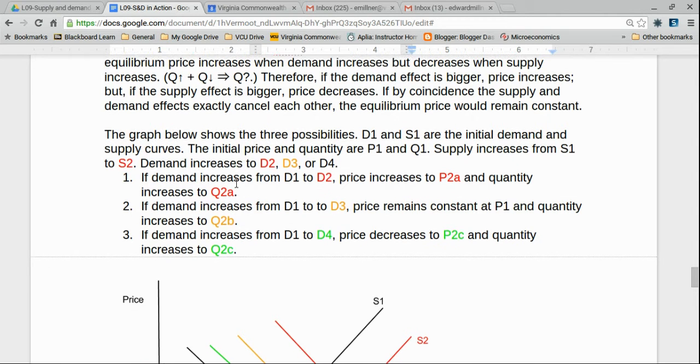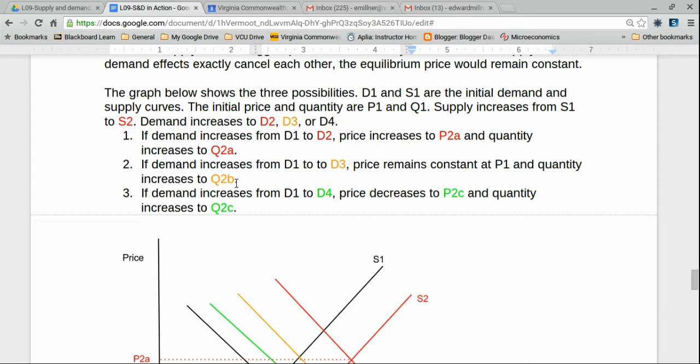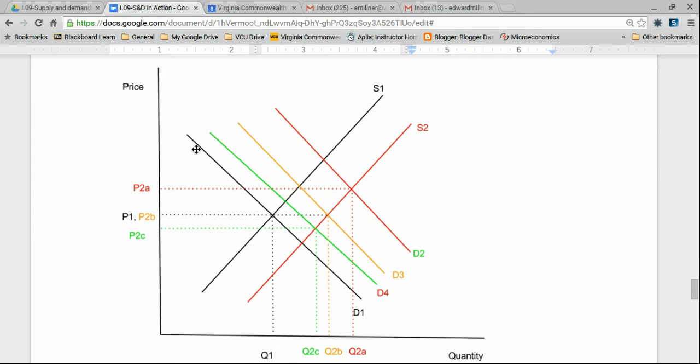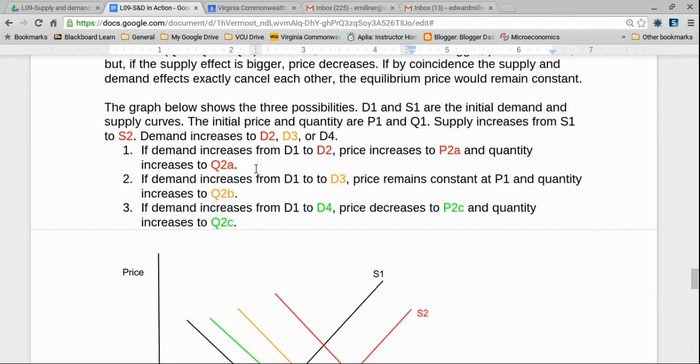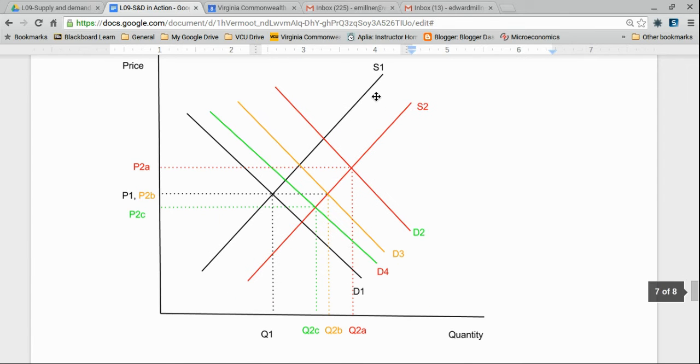The graph below shows three possibilities. D1 and S1 are the initial demand and supply curves. So there's D1, and there's S1. That's the initial, which gives the initial price P1 and the initial quantity Q1. Supply increases from S1 to S2. We can see that nice and easy. There's S1. The supply increases to S2. However, demand may increase either to D2, D3, or D4.